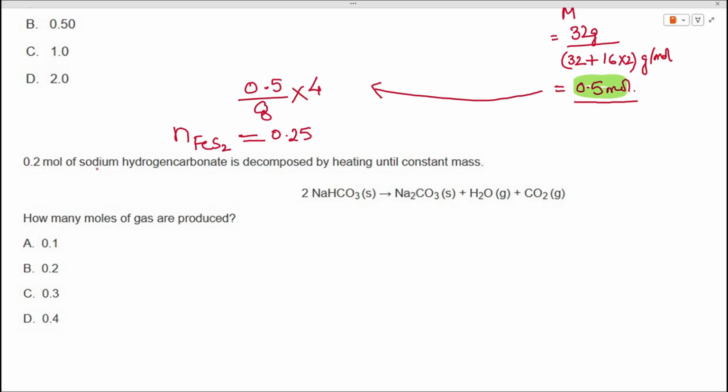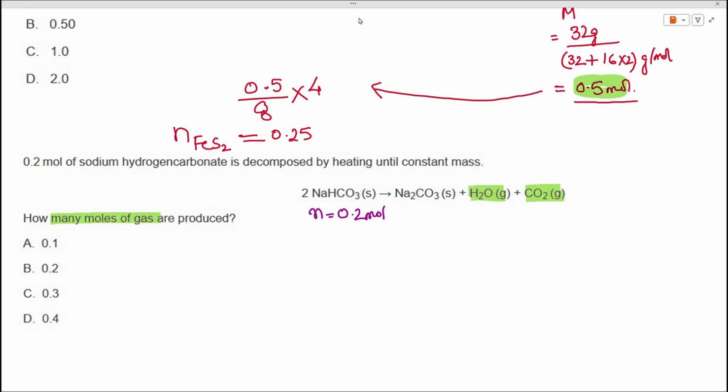For this next question, 0.2 moles of sodium hydrogen carbonate. So the number of moles of sodium hydrogen carbonate is 0.2 moles, and it is decomposed by heating until constant mass. How many moles of the gas are produced? So now you have to be careful that here two gases are being produced. One is water vapor and the other is carbon dioxide. So we'll have to figure out the number of moles of both of them and add them together to get the total number of moles of the gases produced.